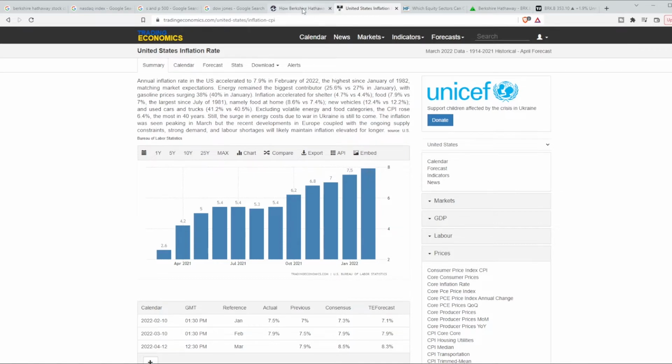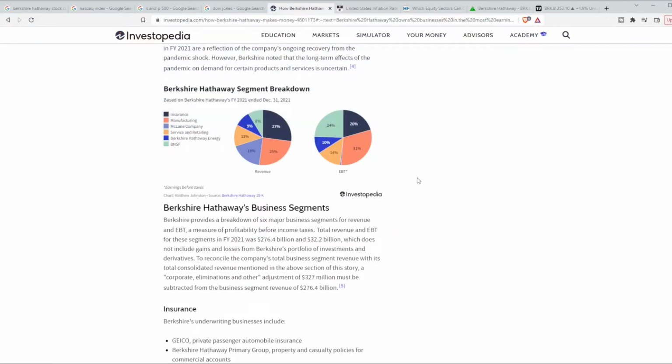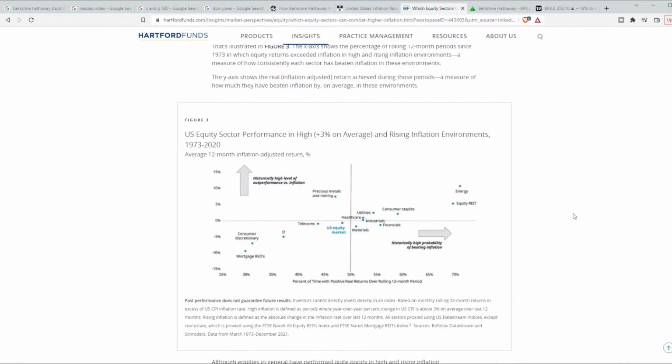But the reason why I'm pointing this out is because when we compare which equity sectors typically do well in high inflation environments, these are the sectors that do really well: energy, equities and REITs, so this is essentially housing and making money off of rentals and things like that, as well as consumer staples and utilities.